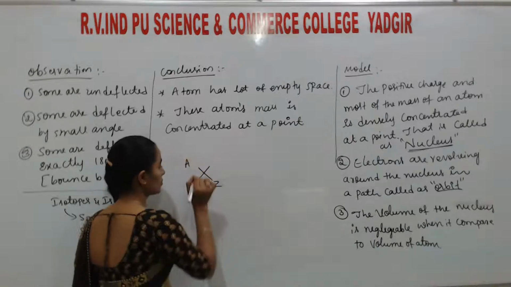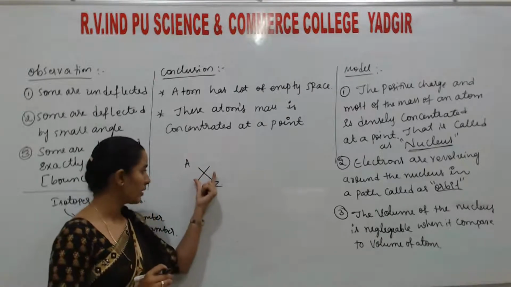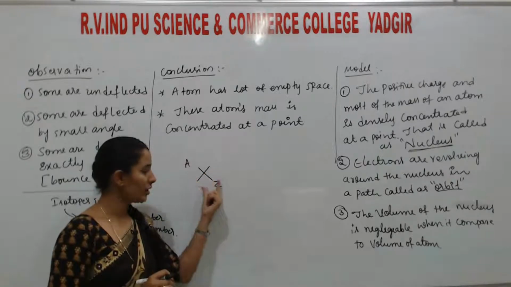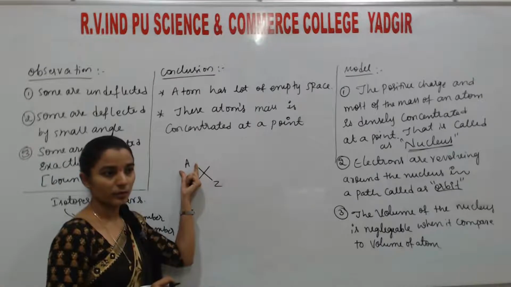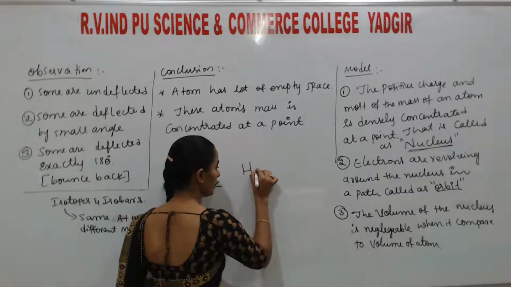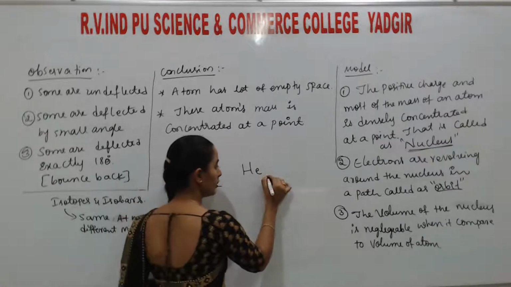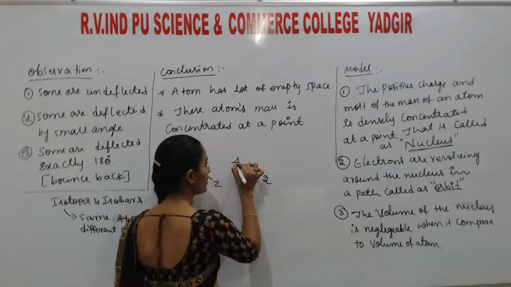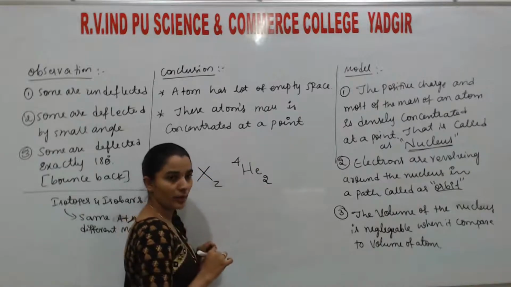Students, remember, if I represent this one as Z, this one as A, you often see that any element is represented in this manner. This is the symbol of the element, this is the atomic number, this is the atomic mass, meaning mass number. Here I will take helium. He is the symbol of the element. Here it is 2, here it is 4. So this is the atomic number, this is the mass number.